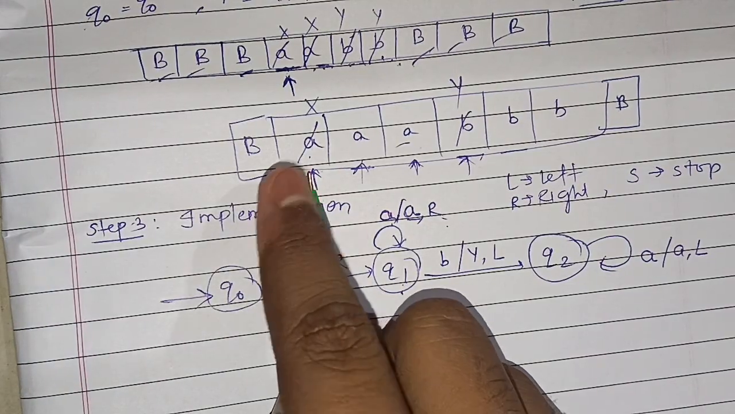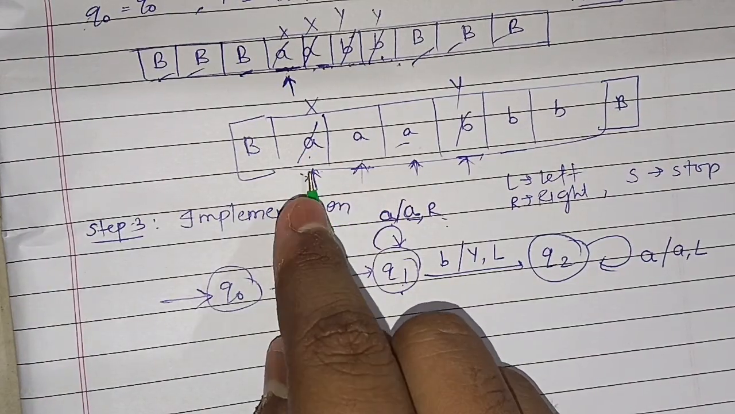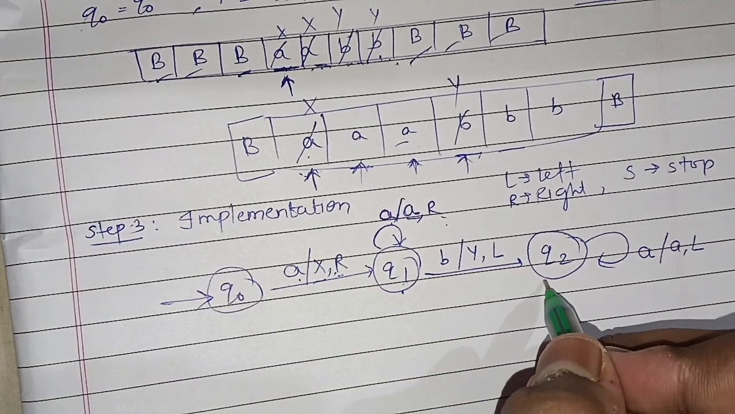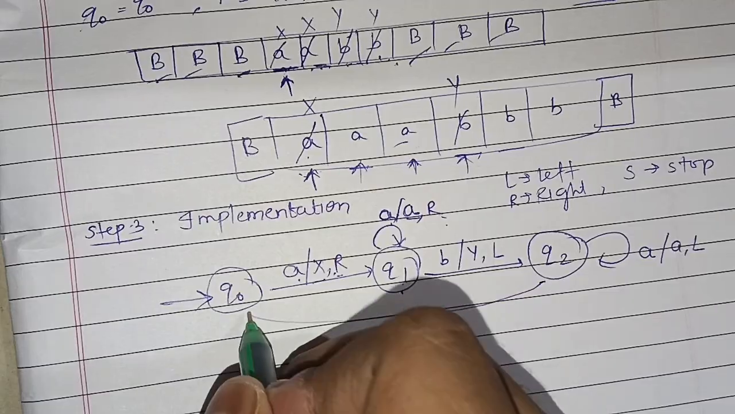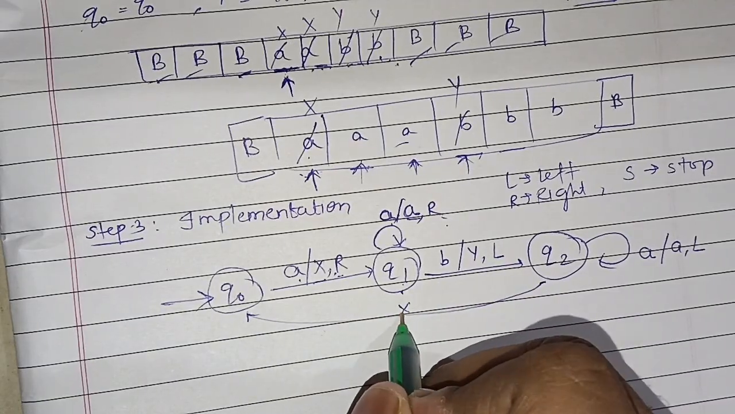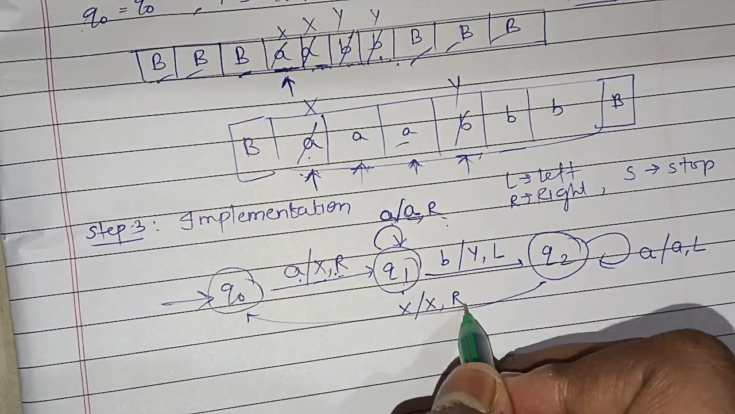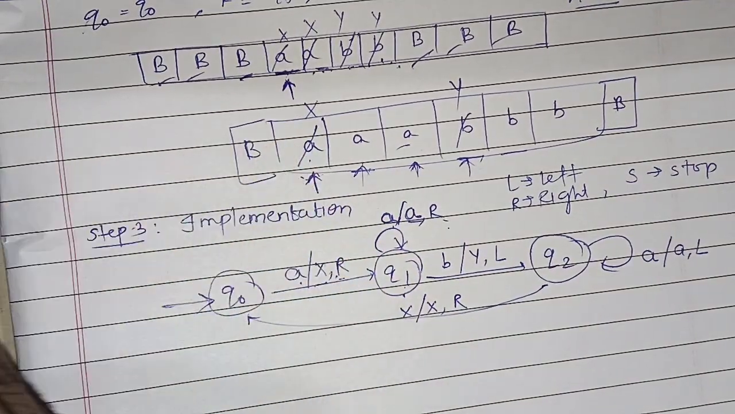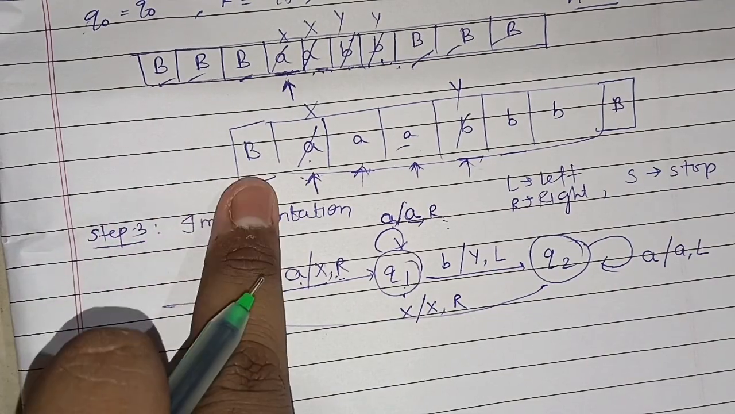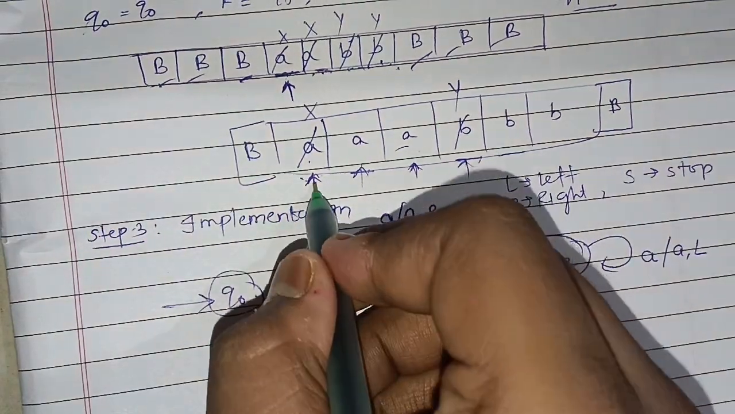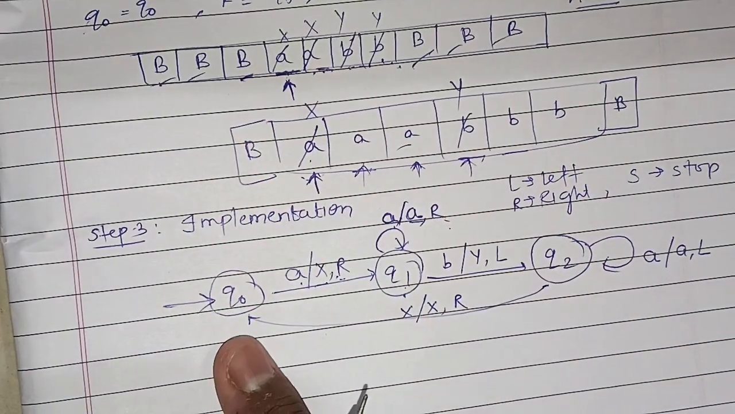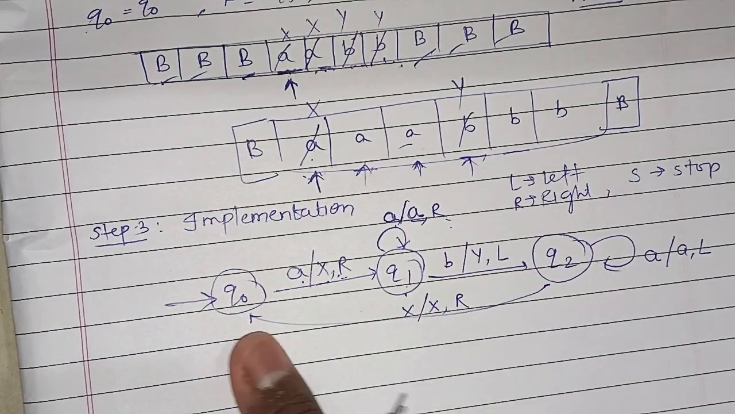Now see, it has got x. Means from q2 I will go to q0 again. On x, keep it x, move right. Means here it is x, so on the left also there will be x only, no a or tape symbol b. That's why I am saying, if you got x, keep it x and move right. That's why I came to q0 again, that's why I have made this transition.